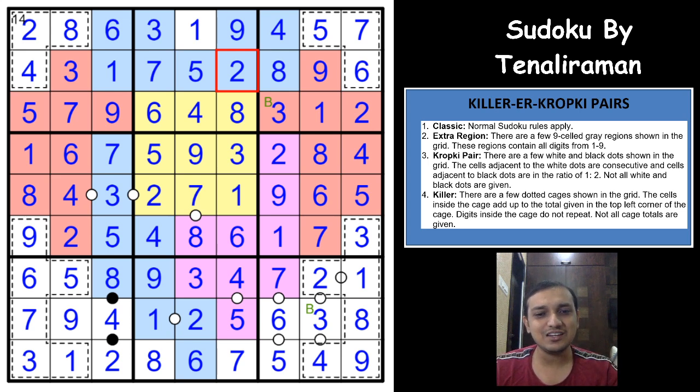It was really an excellent Sudoku, and this Sudoku was constructed for someone special by Tenali Raman. And it is really an excellent Sudoku. What a gift, I would say. This would have to be a precious gift, an excellent gift, I would say. Really enjoyed solving this Sudoku. I hope you enjoyed this Sudoku. This was an excellent construction.